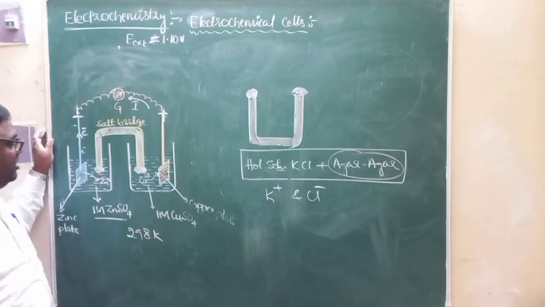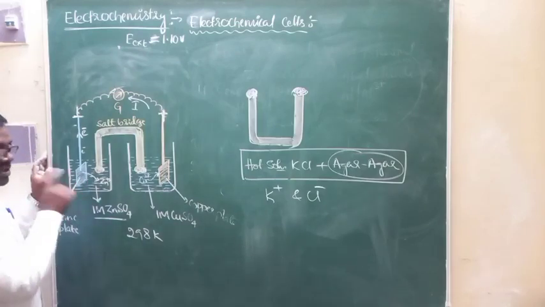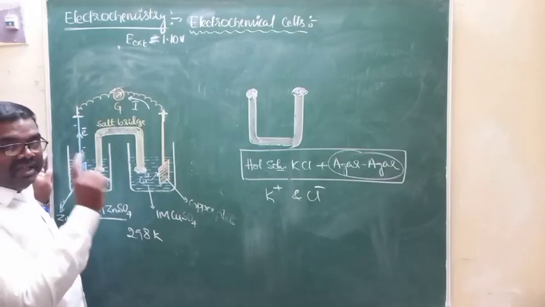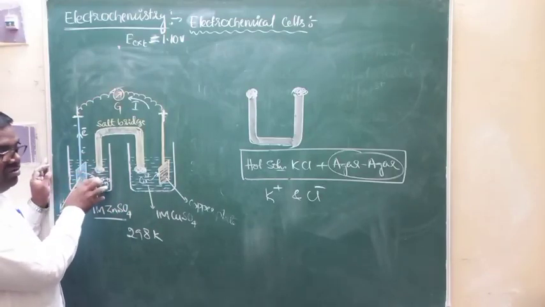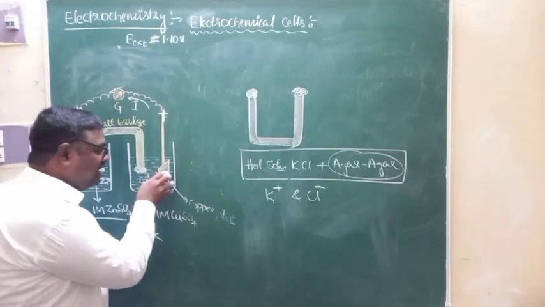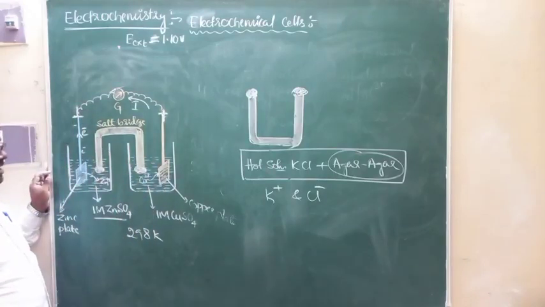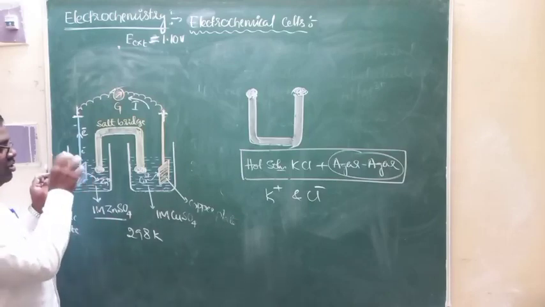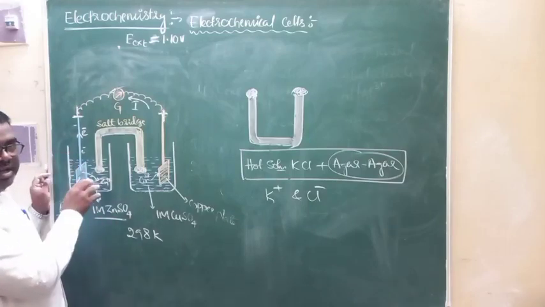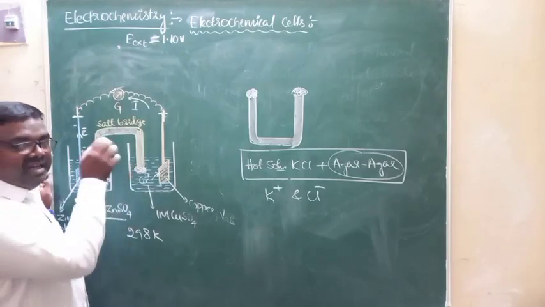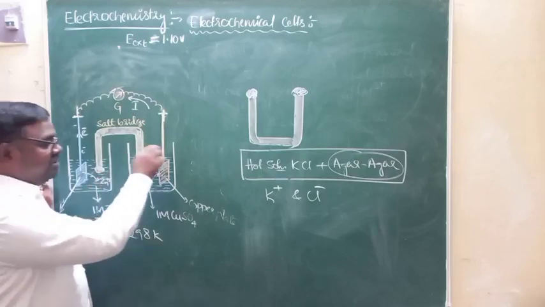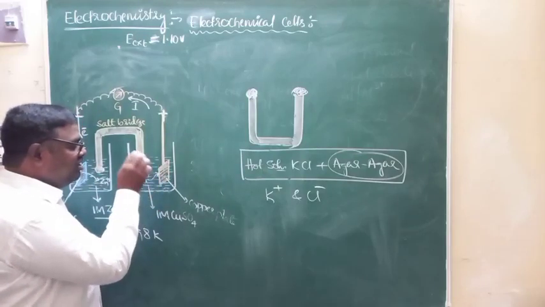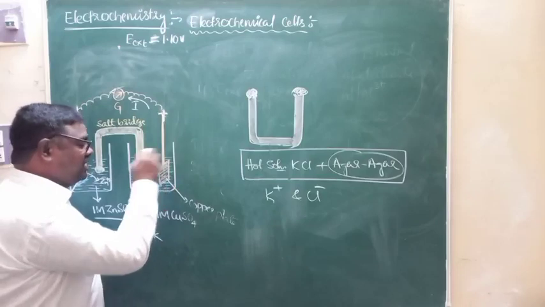Just imagine, before the chemical reaction takes place, that solution of zinc sulfate is electrically neutral, solution of copper sulfate is electrically neutral. That is in the case of zinc sulfate, before that chemical reaction, total charge on the positive ions will be equal to total charge on the negative ions. Therefore, zinc sulfate solution is electrically neutral. Copper sulfate solution, total charge on the copper ions will be equal to the total charge on the sulfate ions.